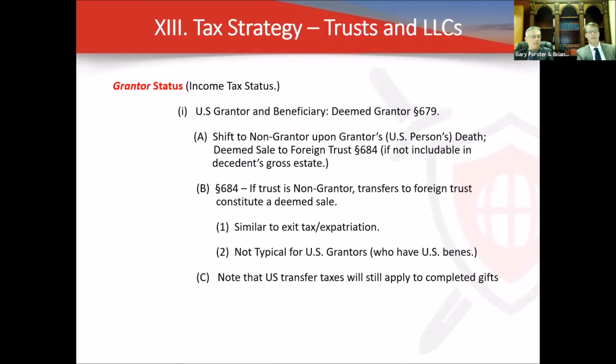And the estate's the same thing. I touched on here this deemed sale with the grantor status. This kind of gives you some bullet points of how it works, but basically, if you have a U.S. resident who creates a foreign trust and puts assets inside those trusts, unless there is a U.S. beneficiary on the funding of that trust, there's a deemed sale, regardless of the unified credit amount that is used on the actual gift. That's the main thing.